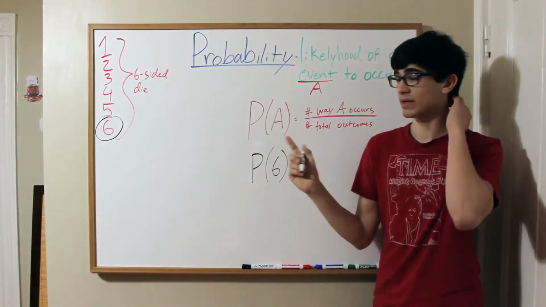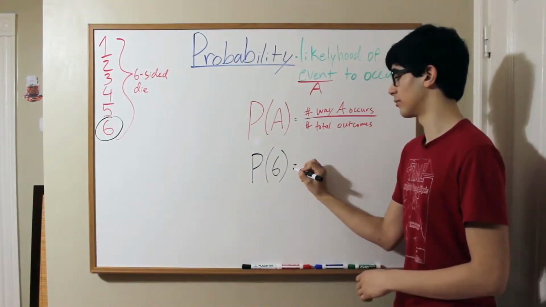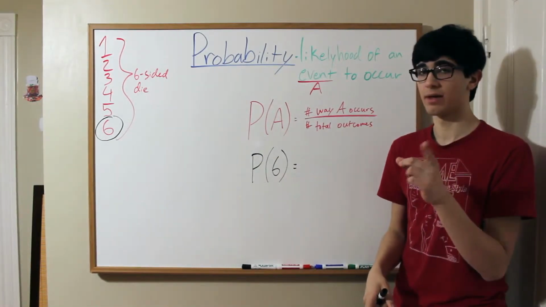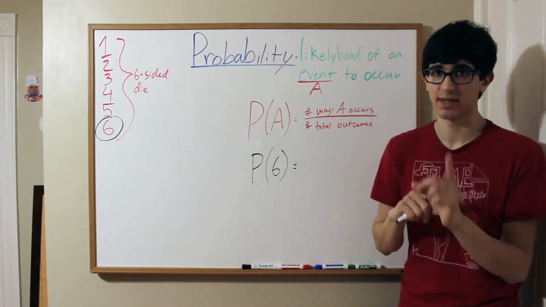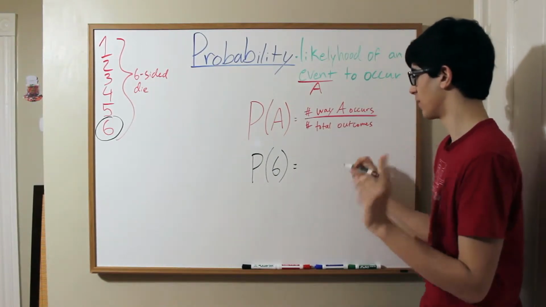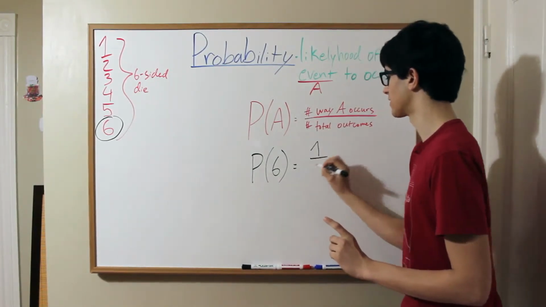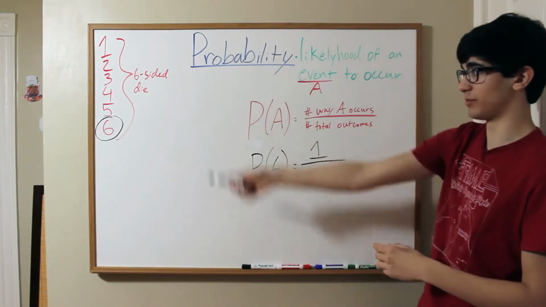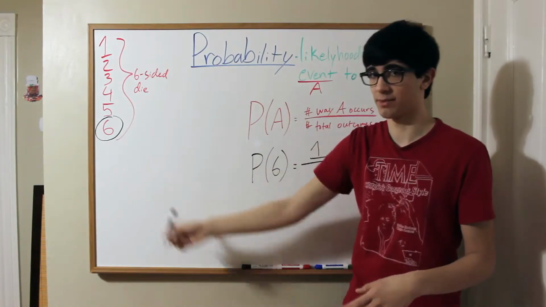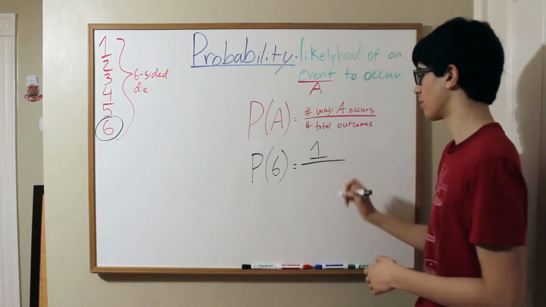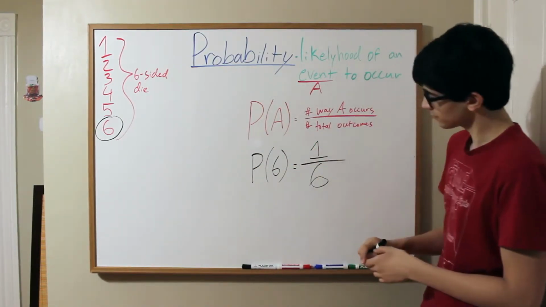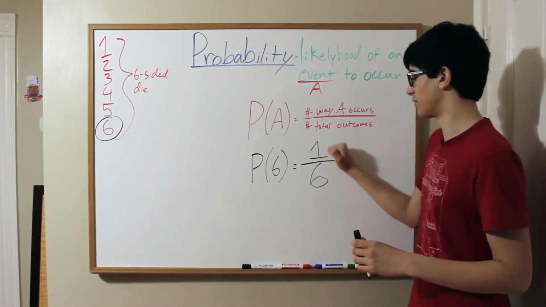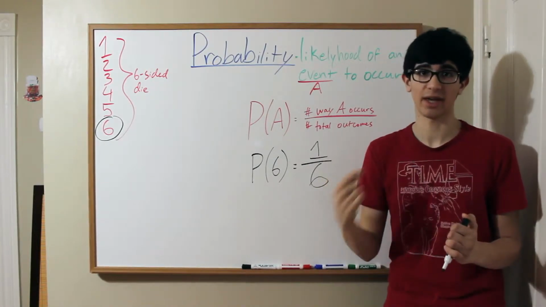The probability of me rolling a 6 is calculated by the number of ways rolling a 6 occurs. Only one way. I can't roll a 3 and say it's also a 6. There's only one side that can get me a 6, one side that satisfies this event, divided by the number of total outcomes. As I wrote them down here, there are 6 total outcomes on a 6-sided die, so our probability is 1 over 6.